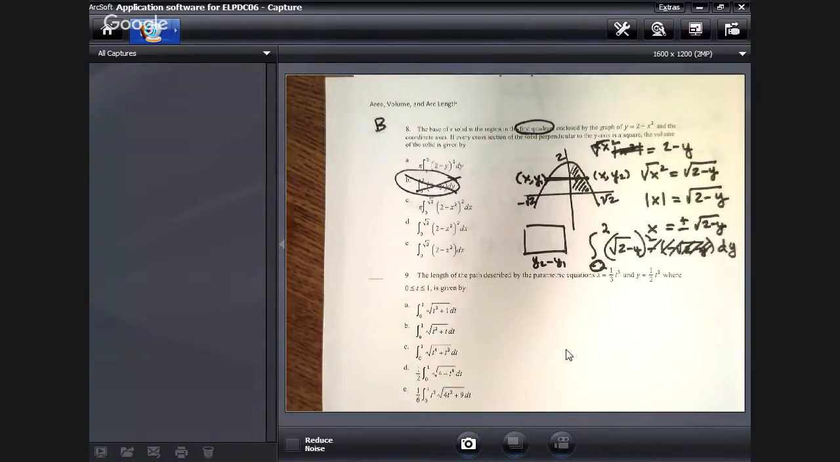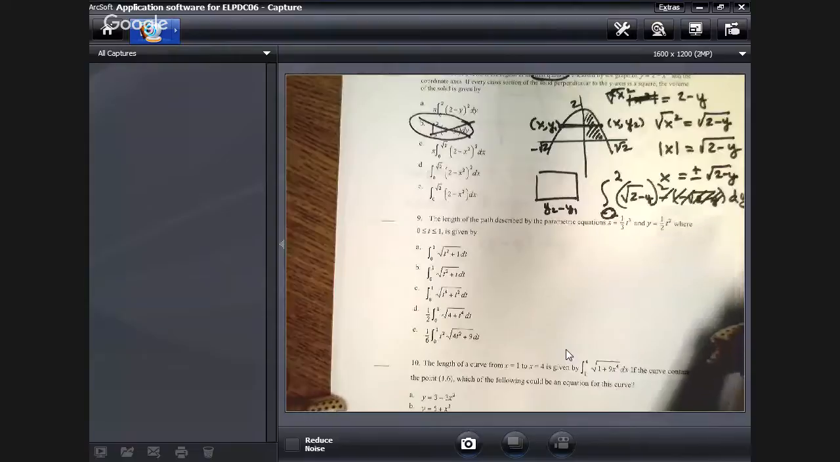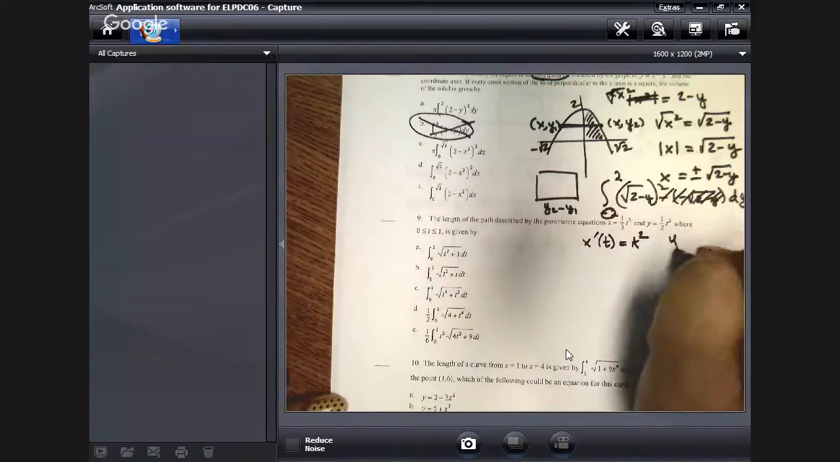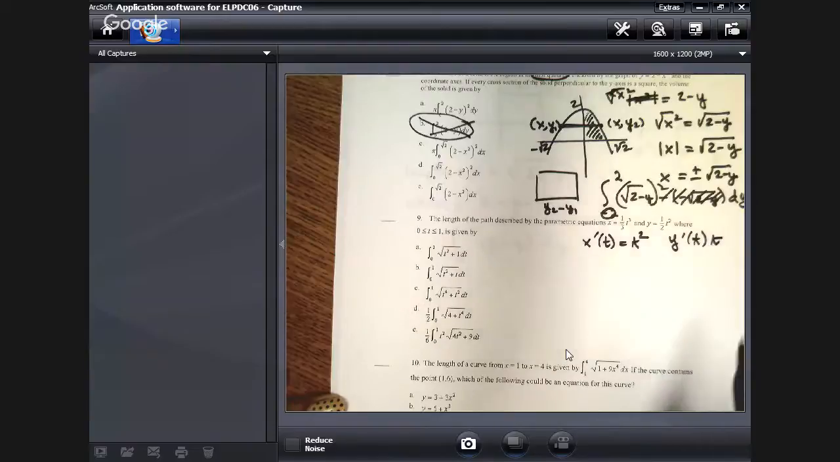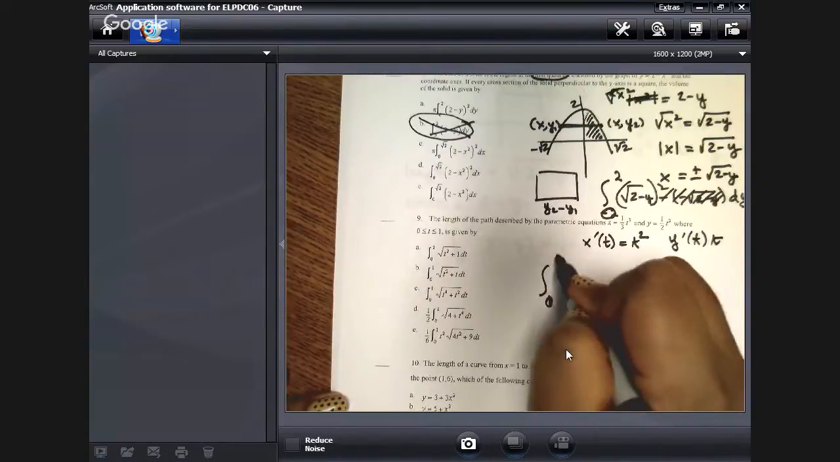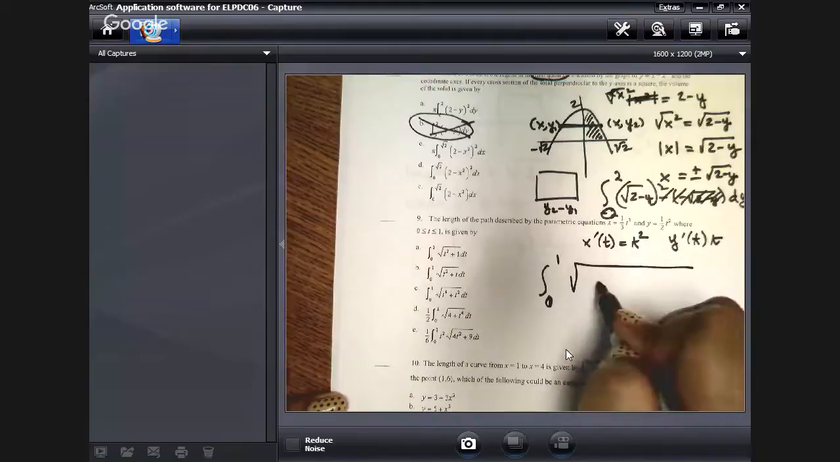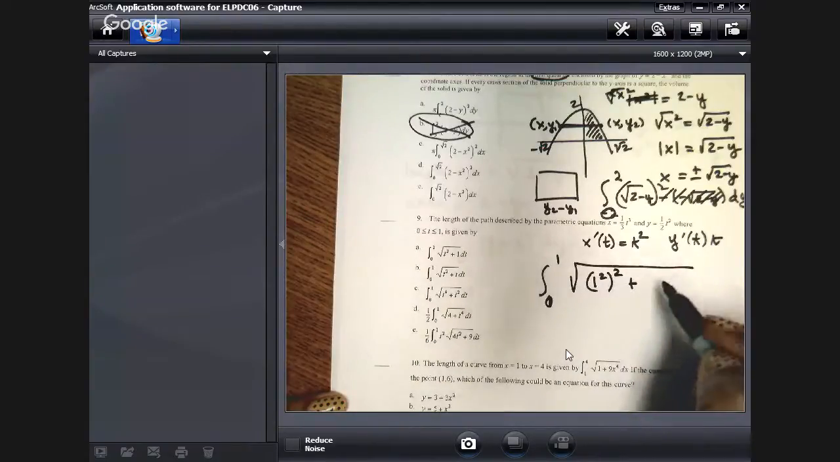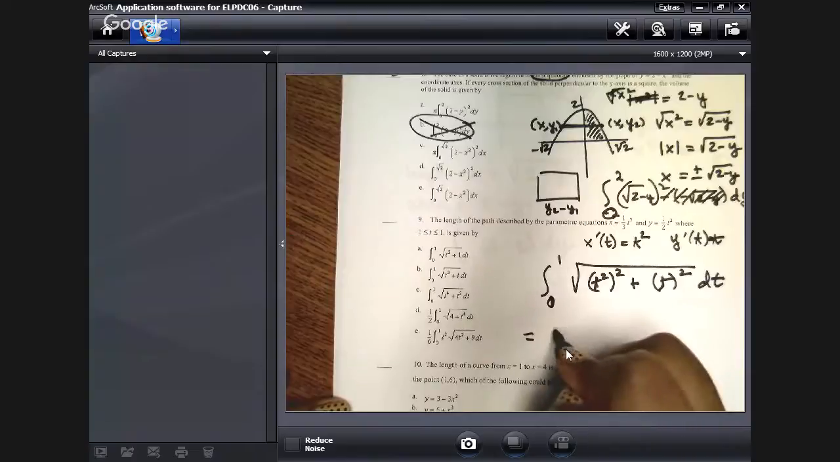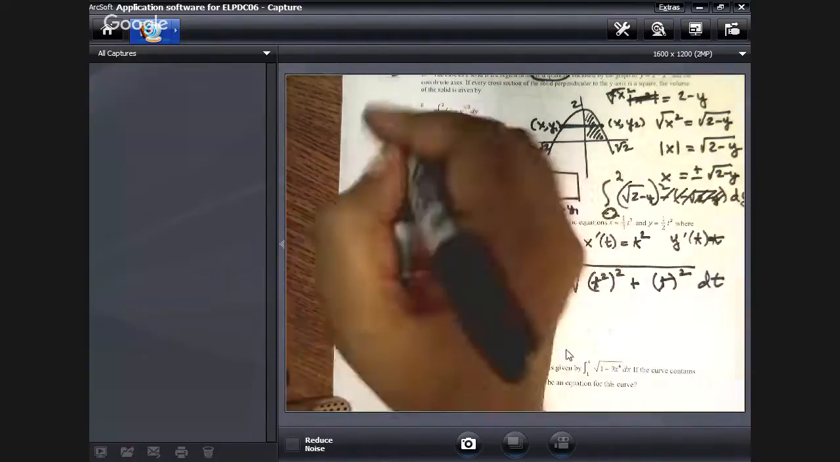For number 9, we're looking at arc length again, and they've given us parametric equations again. So x prime of t is t squared, and y prime of t is t. So the length of the path is a definite integral from 0 to 1 of the square root of t squared squared plus t squared dt. I'm starting to get a little tired now. And that's the integral from 0 to 1 of the square root of t to the 4th plus t squared.